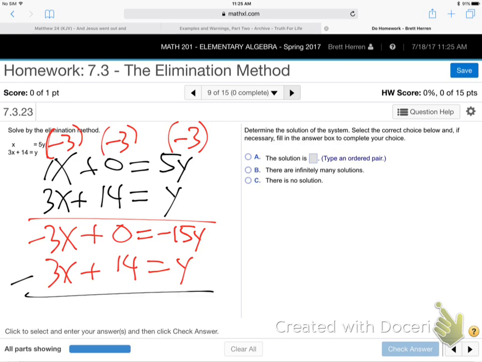Okay, so add them up. X is canceled. Bye-bye. This is minus 15y plus 1y, which is minus 14y. Right? 1 minus 15 is minus 14. Very good there. X dropped out. Eliminated. That's what we wanted. So that's good.